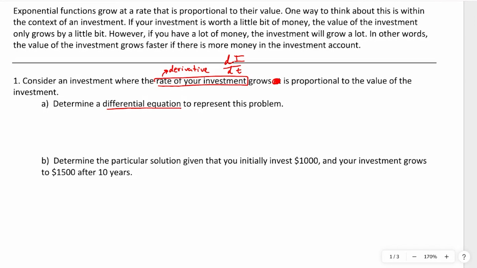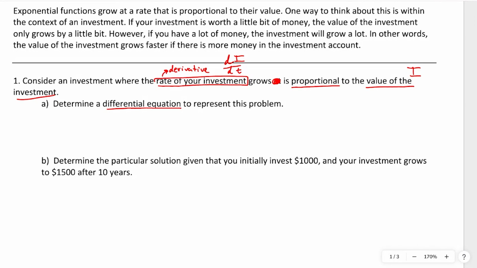Now, the fact that it grows proportionally to the value of the investment, that's our I, means that there is some scale factor that you could multiply the value of the investment by to get the rate. That's what it means to be proportional. You could also say there's a direct variation here.